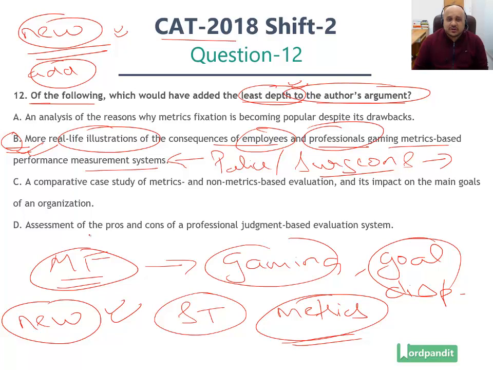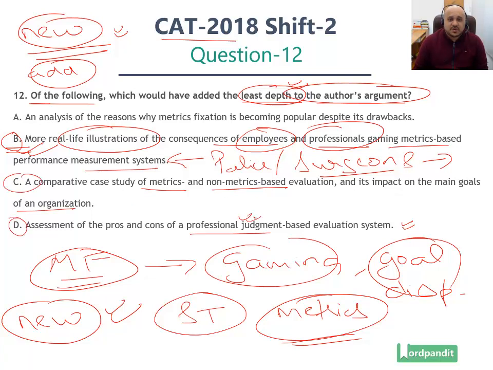Now let's look at the other options as well. Option D, assessment of the pros and cons of a professional judgment based evaluation system. This is going to add depth to the author's argument because now we will have a comparison with the metrics based system, right? So this will add something new which is not present in the passage. Option C, a comparative case study of metrics and non-metrics based evaluations and its impacts on the main goals of an organization. Something similar to option number D.